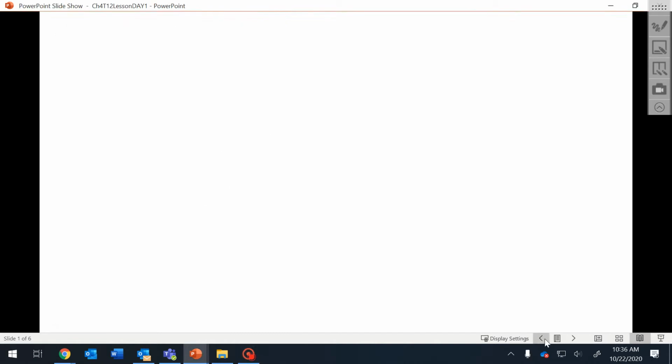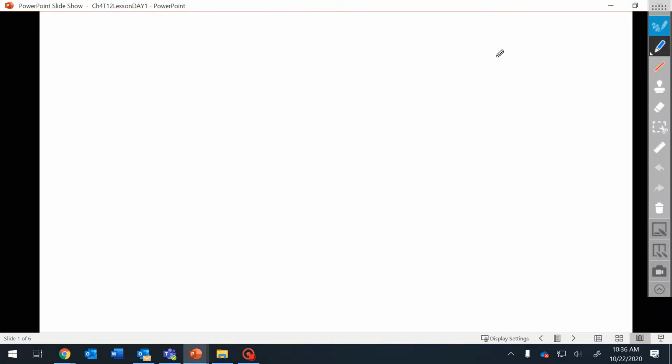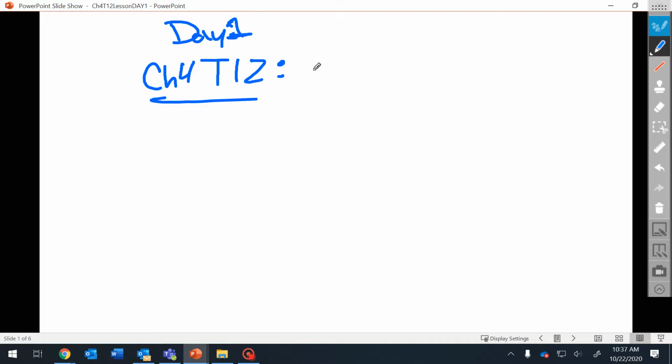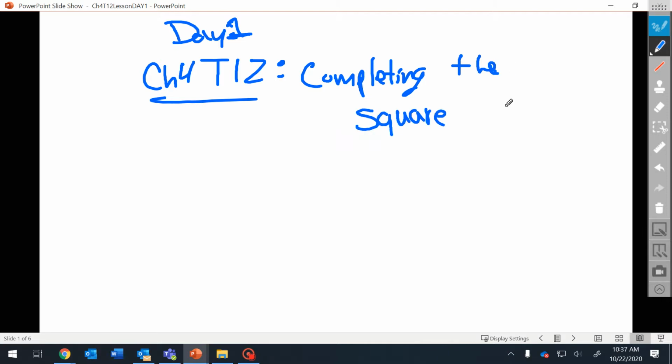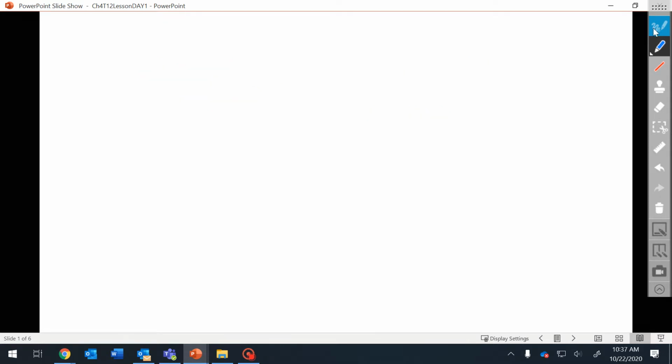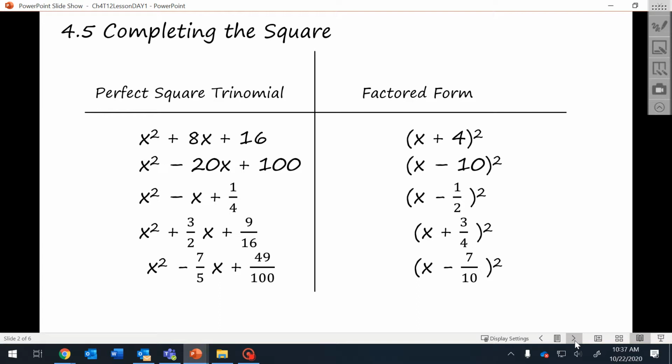Alright, today we're going to be looking at Chapter 4, Topic 12, and this is Day 1. We'll look at this again tomorrow, or Monday, and this is a little thing called completing the square. It's a very useful method of working with quadratics in order to not only solve quadratics, but also to put them into vertex form.